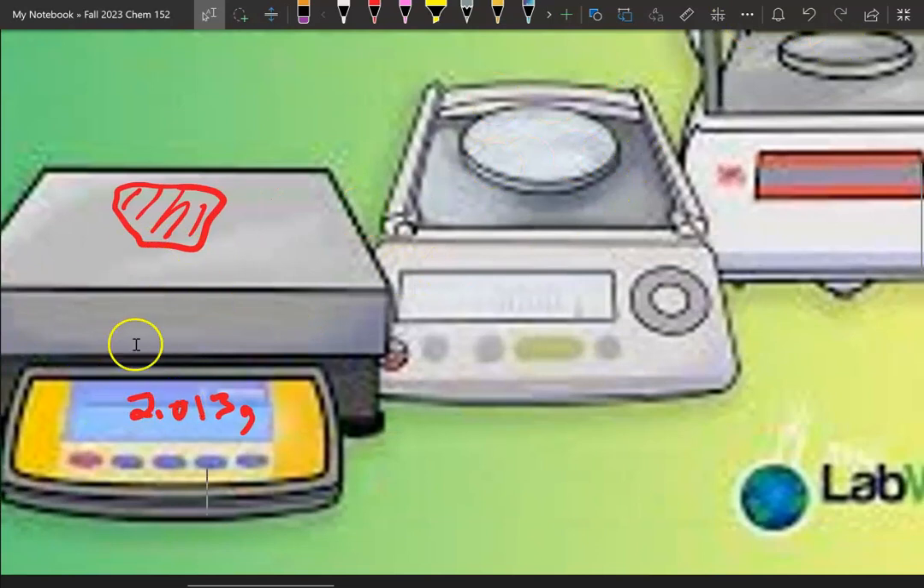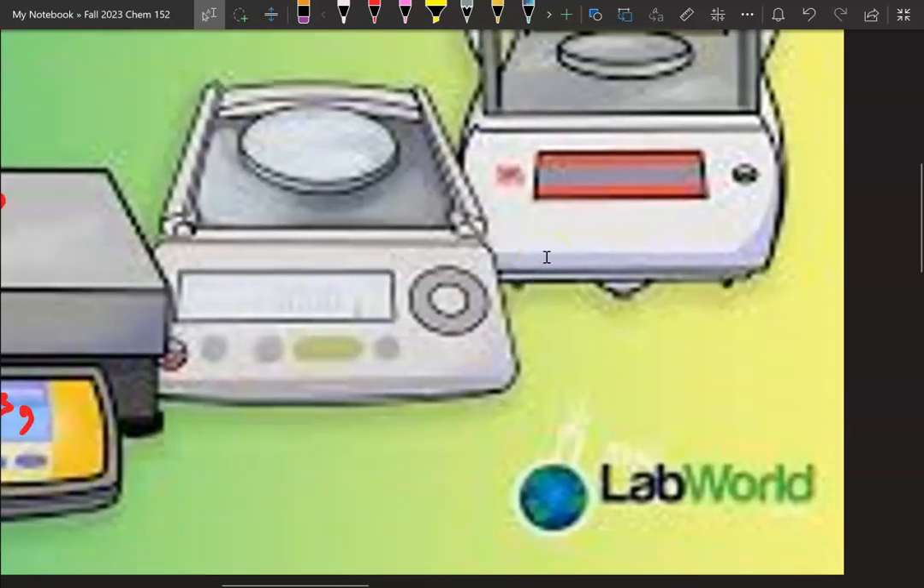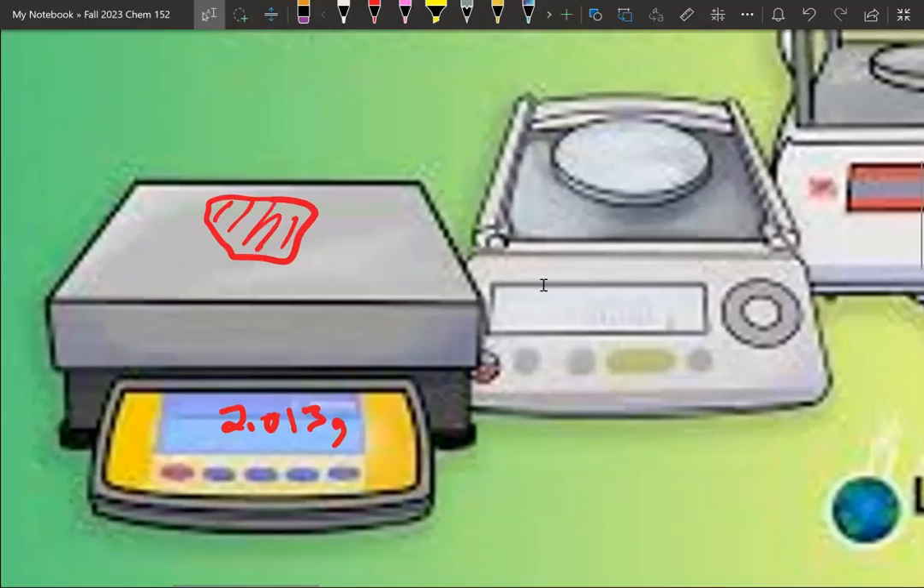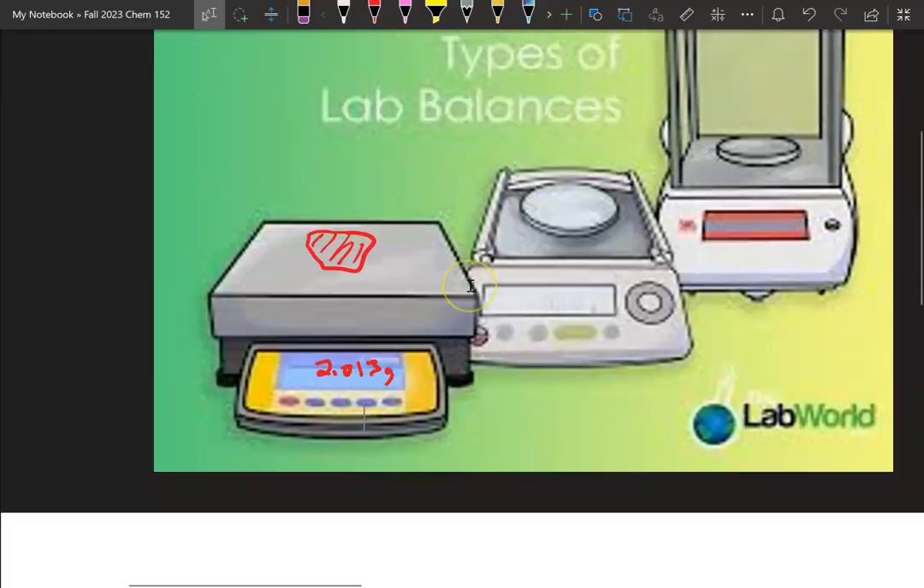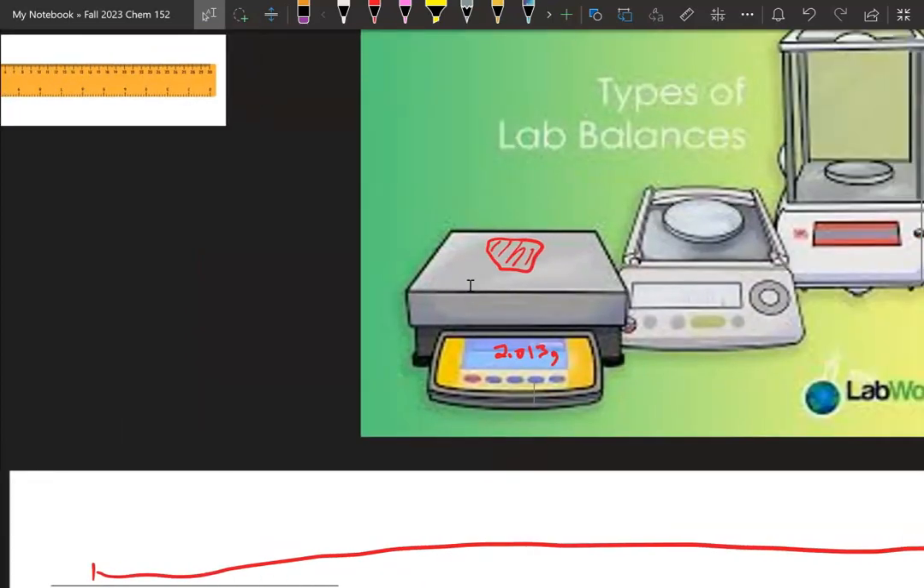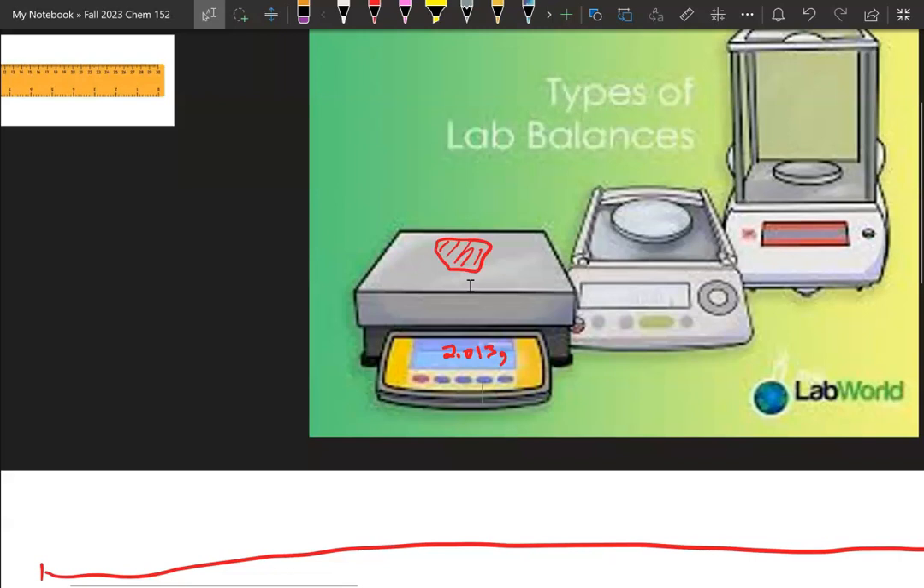This is a top loader balance. This is an analytical, but it also is called a top loader balance. And then this is a much more precise instrument. This is an analytical balance. You might use those in the lab as some of you move on into 1251 later. So for now, what I want you to be able to do is understand how to make measurements.